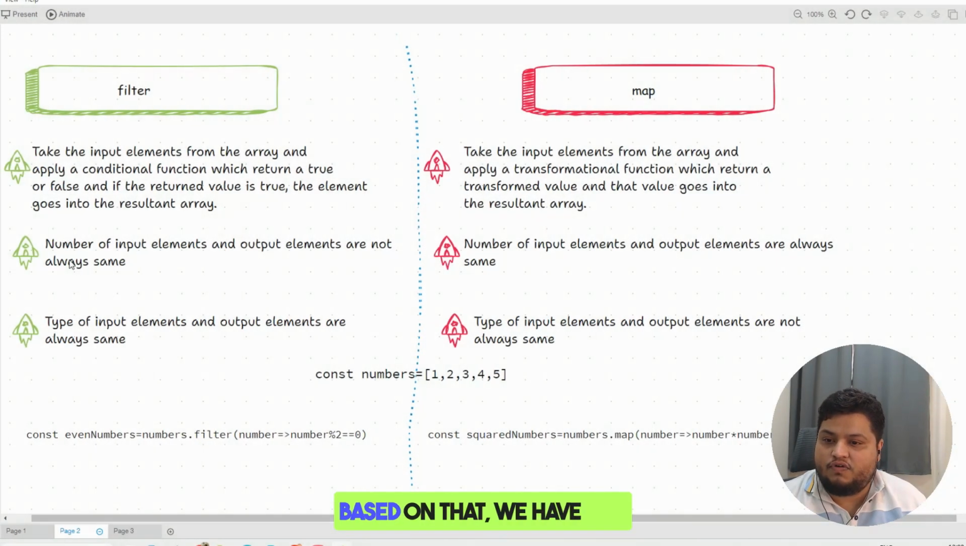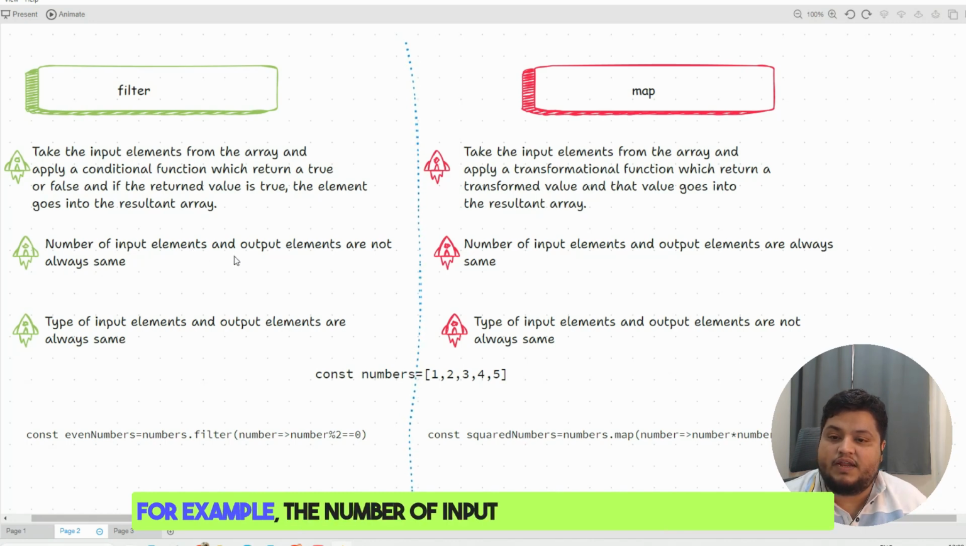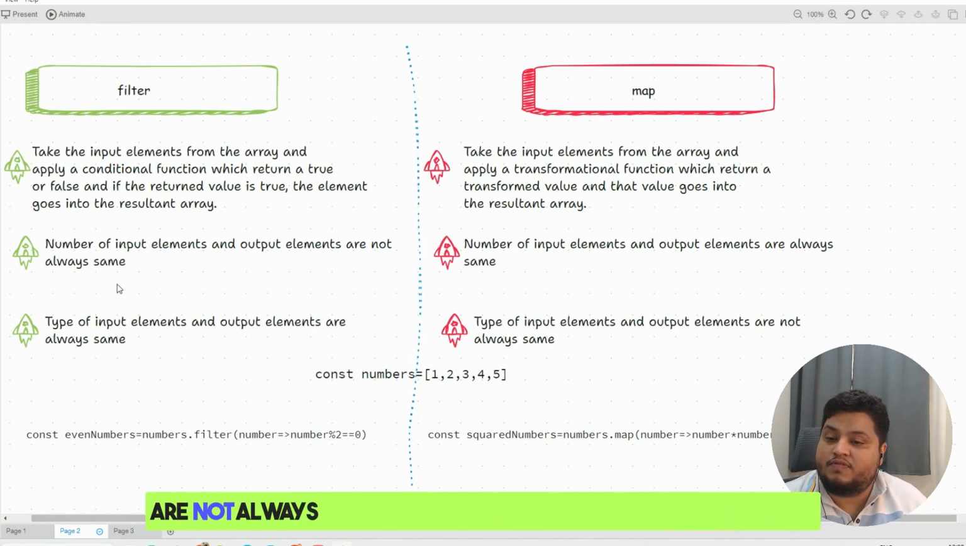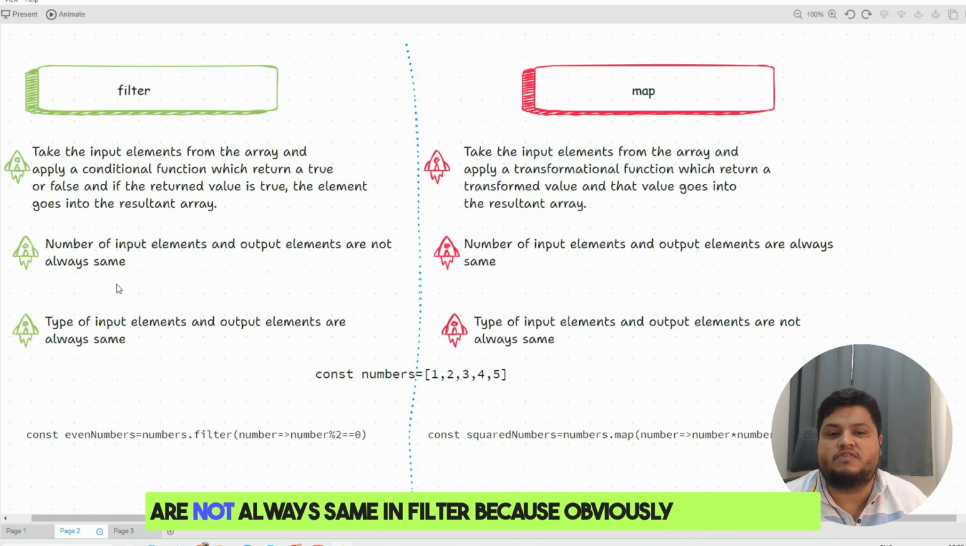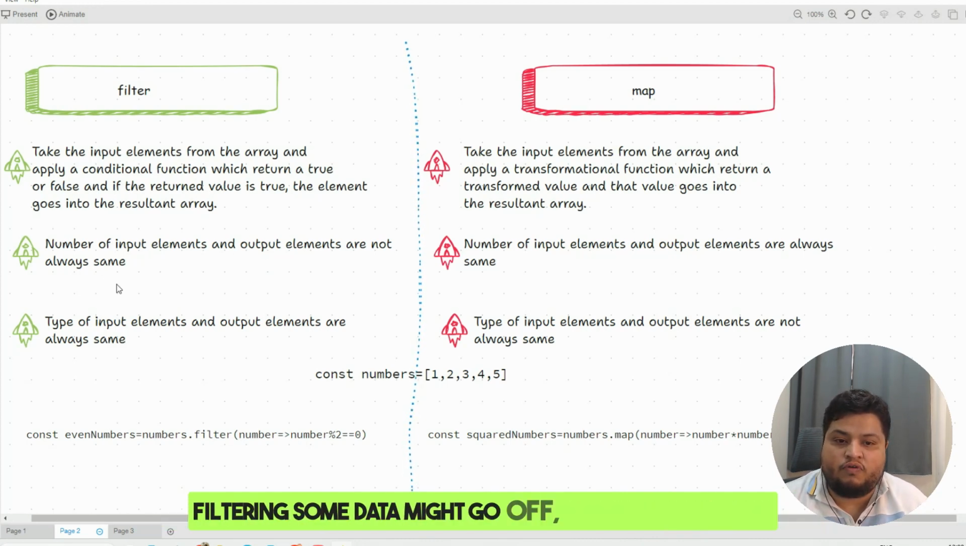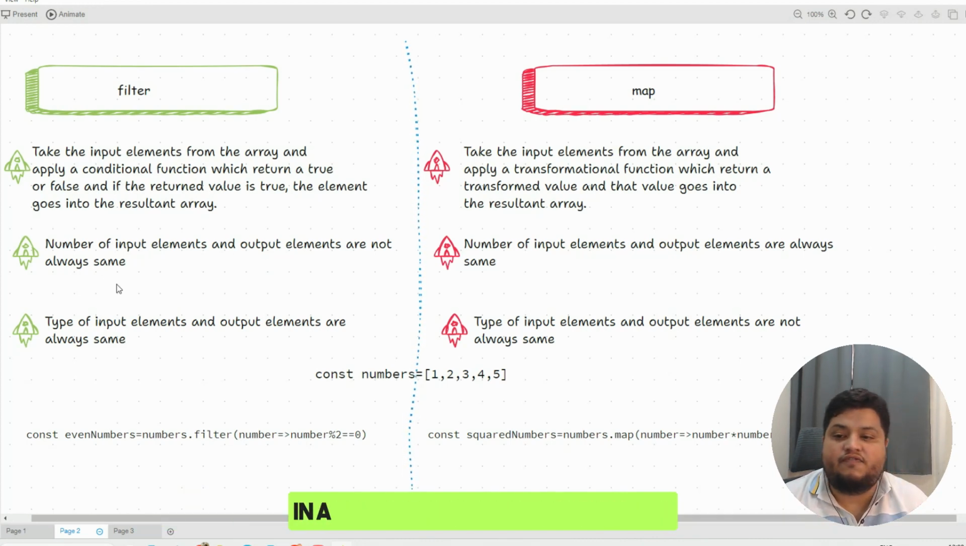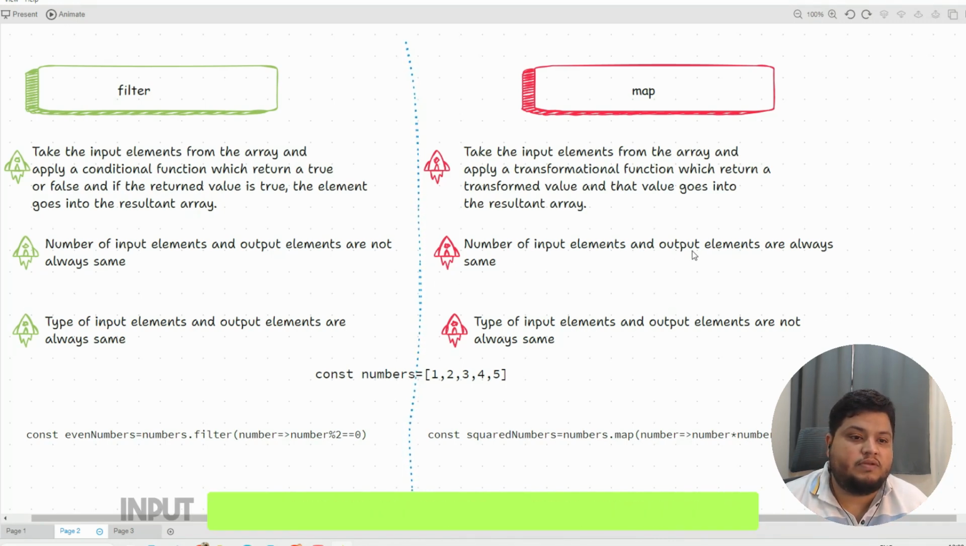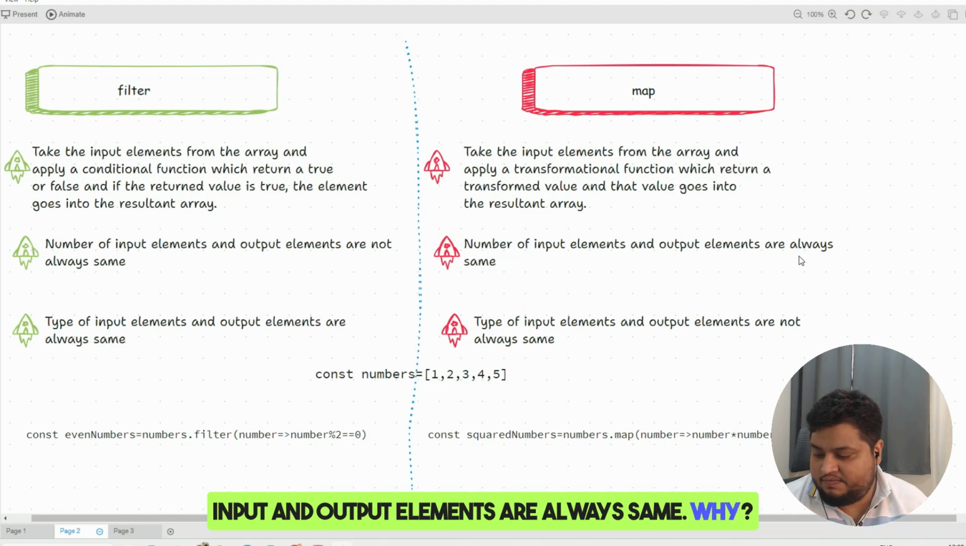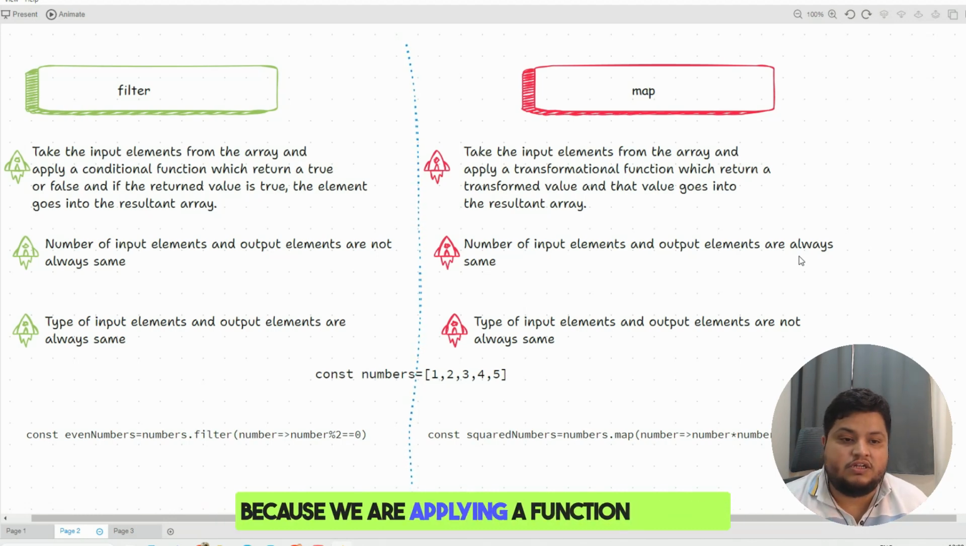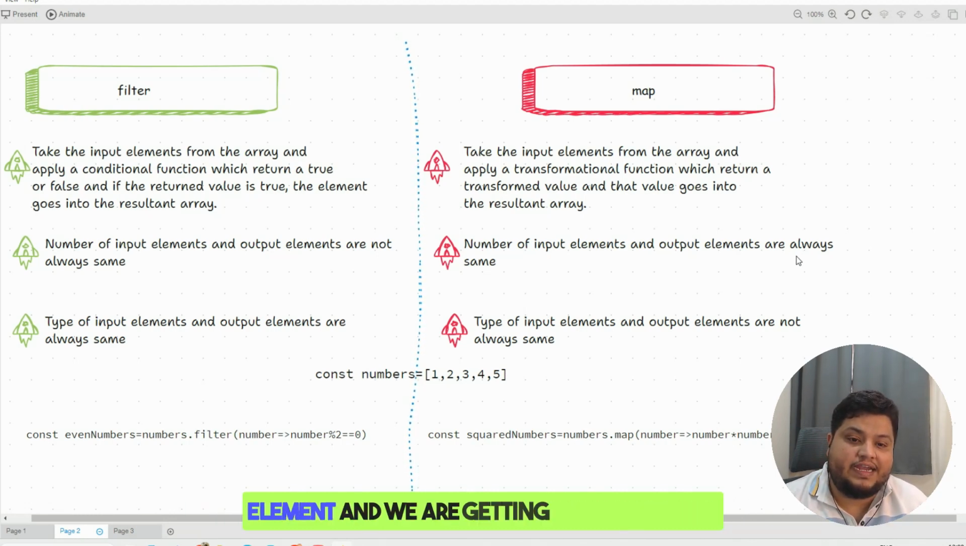Based on that, we have some different elements as well. For example, the number of input elements and output elements are not always the same in filter, because when you're filtering, some data might go off. It's rarely the case that in a filter you get everything back. And in map, obviously the number of input and output elements are always the same. Why? Because we are applying a function to every element and we are getting an output back.